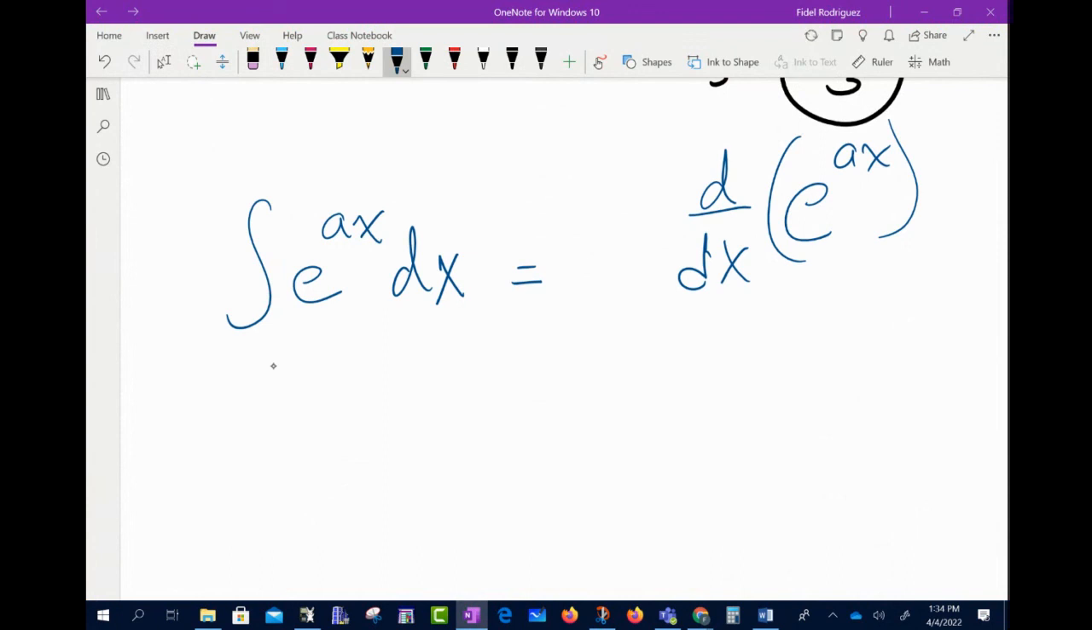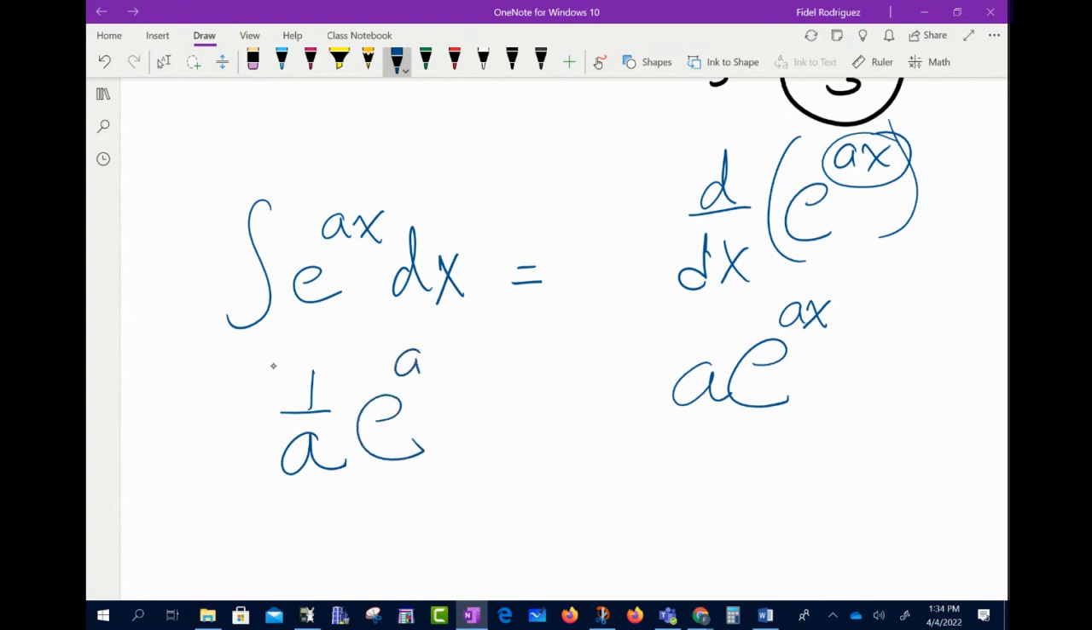If I'm taking the derivative of e to the ax, do you guys agree that I would get e to the ax, but then I still have to take the derivative of the angle? And the derivative of the angle would just be a, right? So then the integral of e to the ax would be 1 divided by a, times e to the ax, plus c. Because integrating, I'm going to have to do the opposite, right? I'm going to have to divide by that same number.